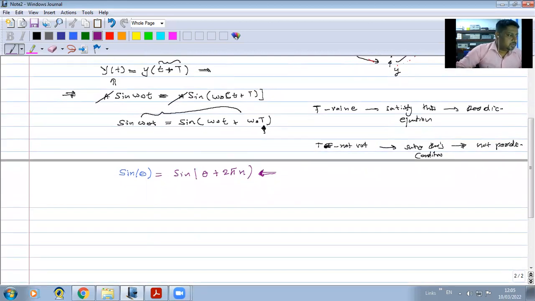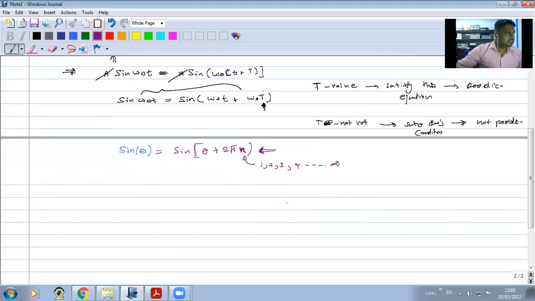So you can see that this n can be any integer value. It can be 1, it can be 2, it can be 3, it can be 4, any value, up to infinity. So if it is 1 round, it is 2π. If it is 2 rounds, it is 4π. If it is 3 rounds, it is 6π. So it can be any value.